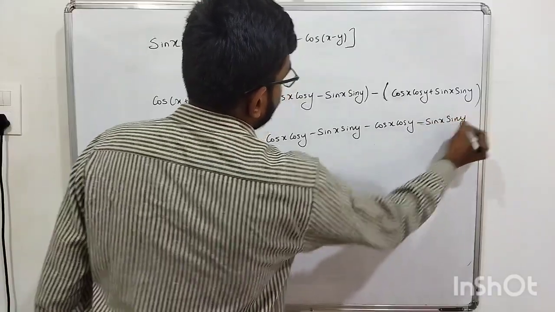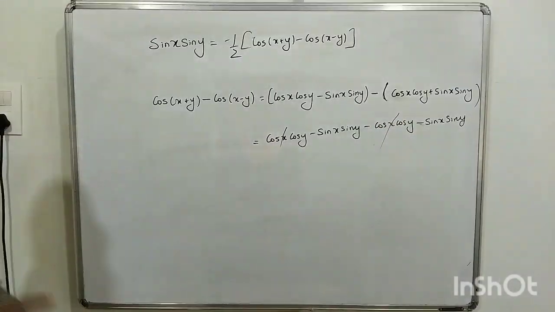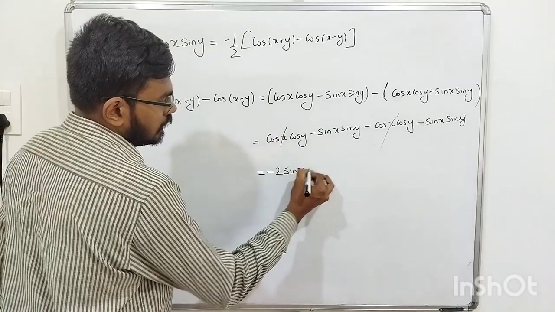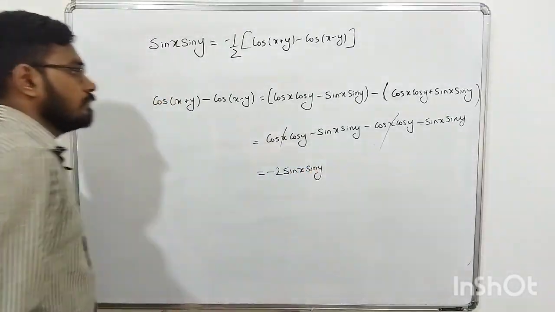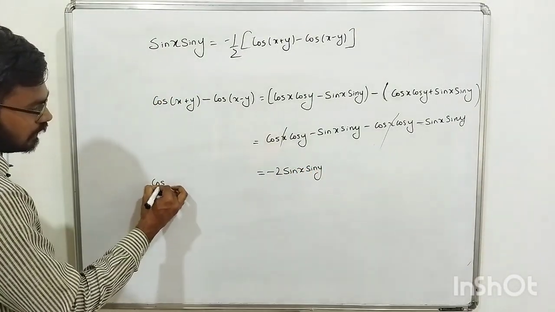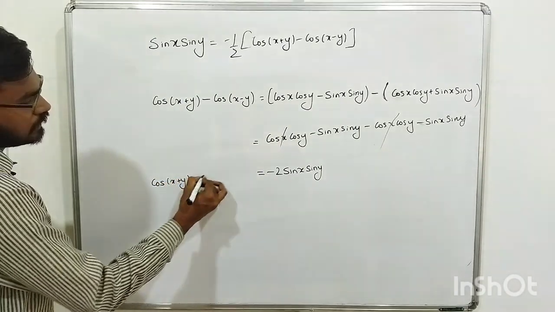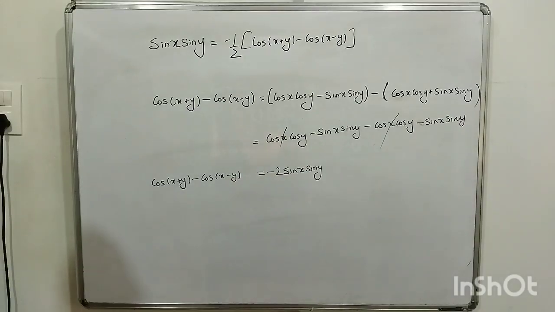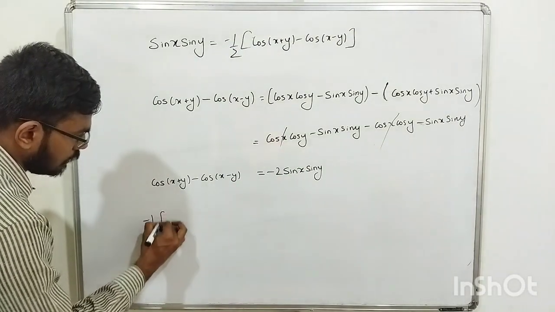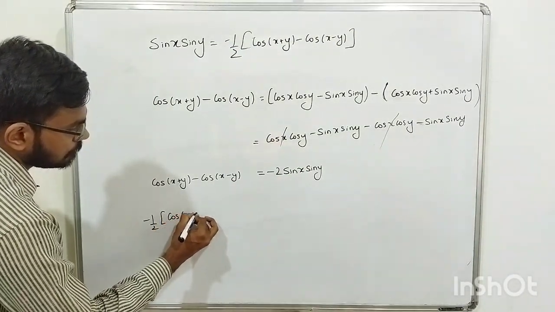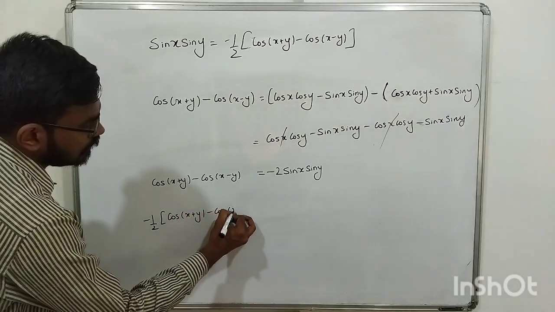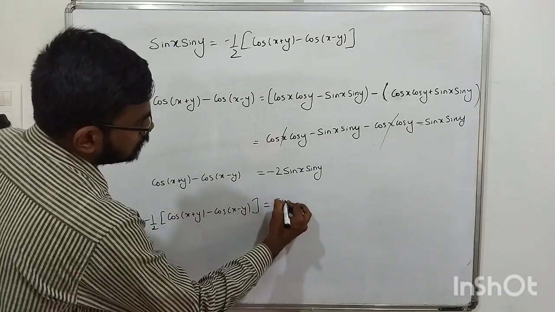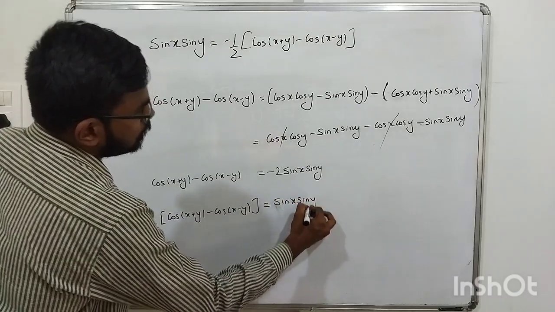So now these two get cancelled, and those two get added. So minus 2 sin x sin y is equal to cos of x plus y minus cos of x minus y. Now at last divide by 2 here, so minus 1 by 2 times cos of x plus y minus cos of x minus y is equal to sin x sin y. So finally we get that fourth formula also.